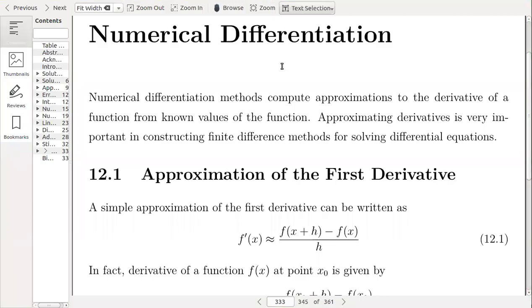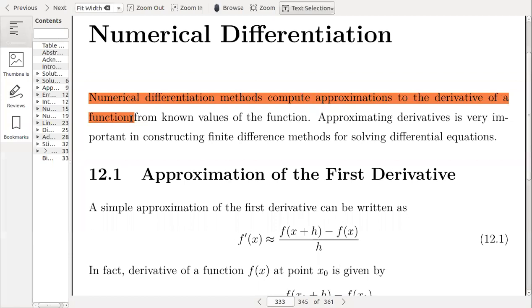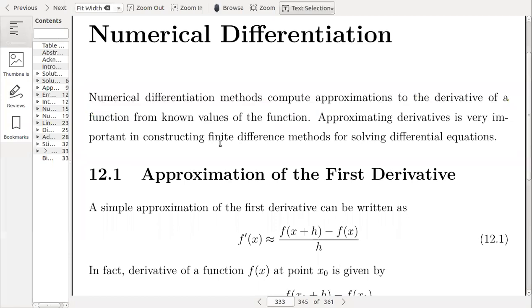Okay, so numerical differentiation methods compute approximations to the derivative of a function from known values of the function. So numerical differentiation methods actually compute approximations to the derivative of a function from known values or known data.